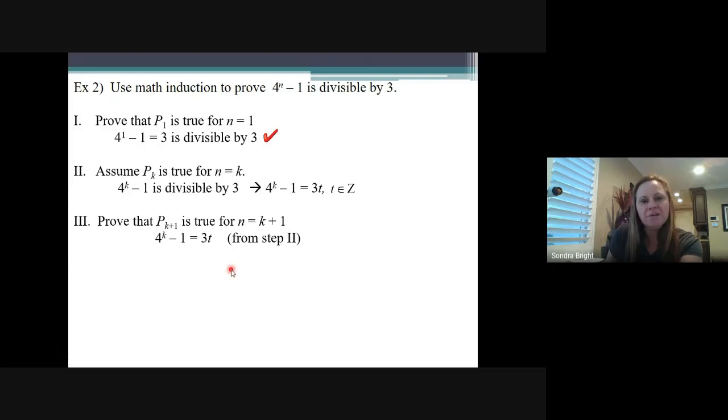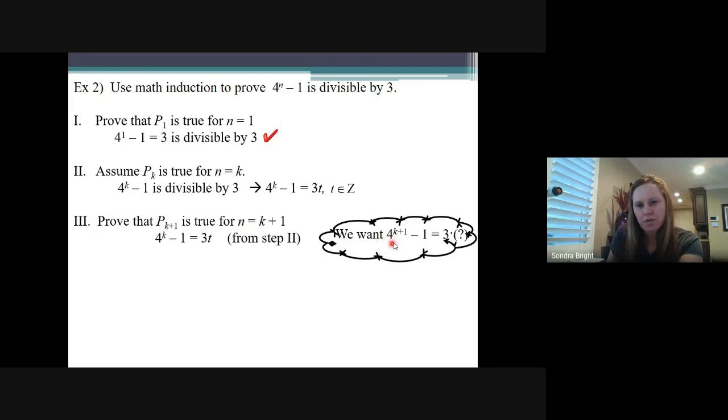All right. How do we do this one? Well, I need 4 to the k plus 1 now. I want 4 to the k plus 1, and then minus 1 is equal to 3 times some integer. It's not going to be the same integer that this t is. It should be something else. So I need my left-hand side to be 4 to the power of k plus 1.